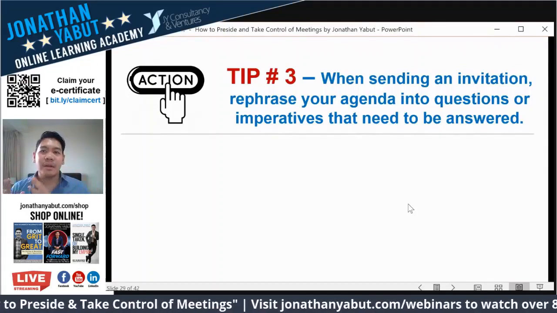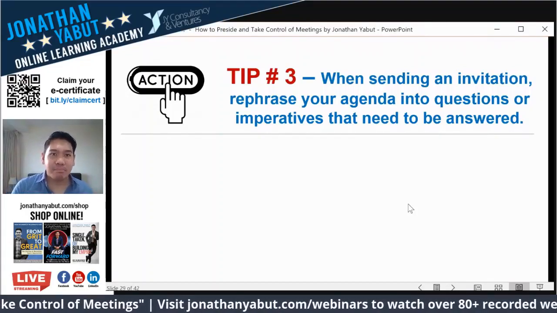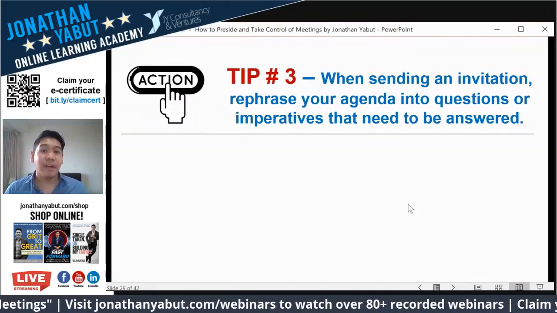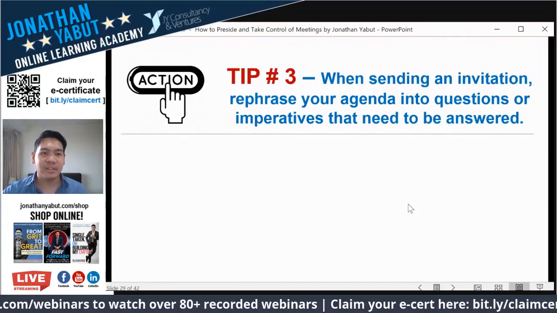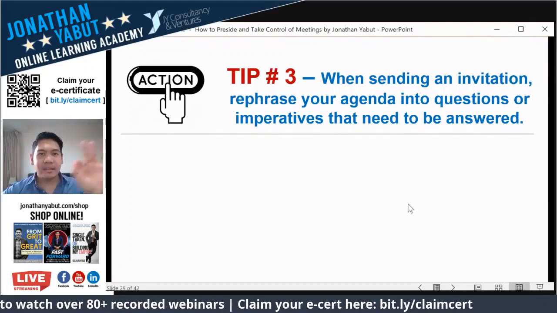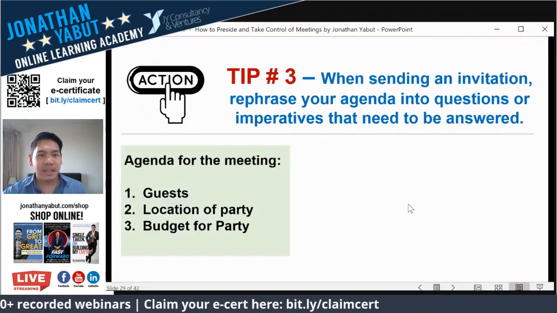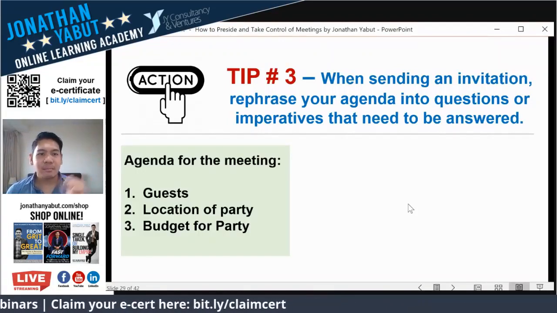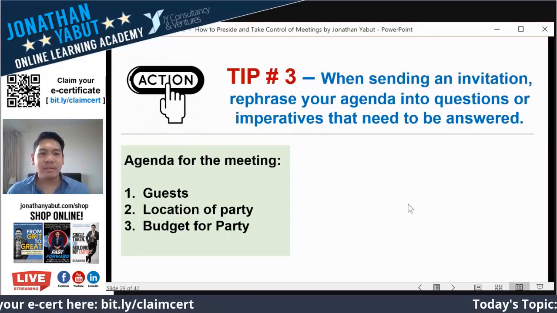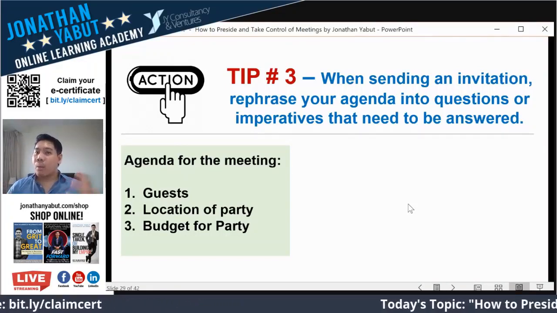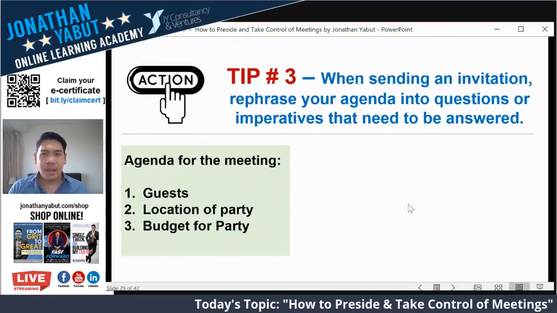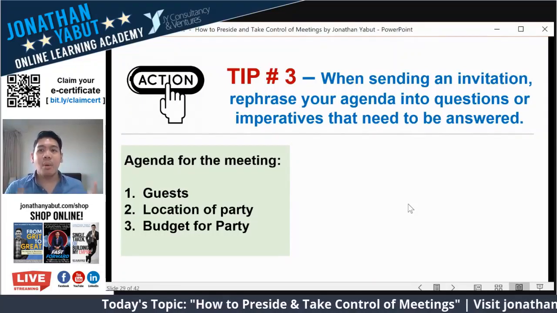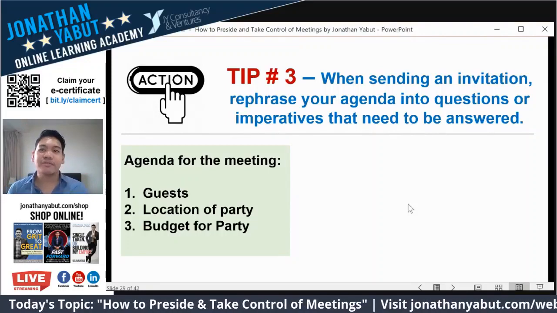So here's where I'm going to show you a bad example and a good example of a list of agenda. Traditionally, here's how people write their agenda. Ladies and gentlemen, these are the things that will be discussed in the meeting. Number one, guests. Number two, location of party. Number three, budget for party. While it's easy to understand them, it does not refer to the person you're talking to. What exactly do you want from them?